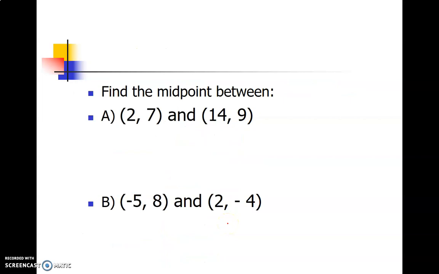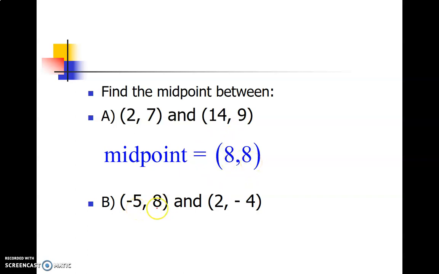Okay, try this. Find the midpoint between 2, 7, and 14, 9. And the other one is negative 5, 8, and 2, negative 4. So this one will be our x sub 2, this one will be our x1, this one will be our y2, and this one will be our y1. Applying the formula for midpoint, we get the midpoint equal to 8 and 8. So the center of the line is at the point 8 and 8.